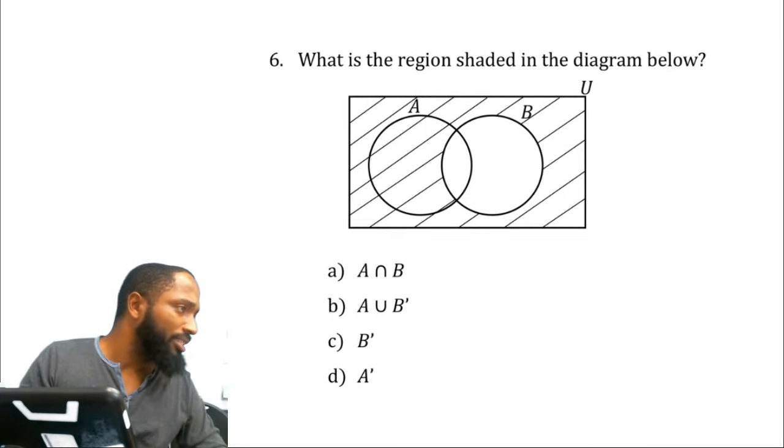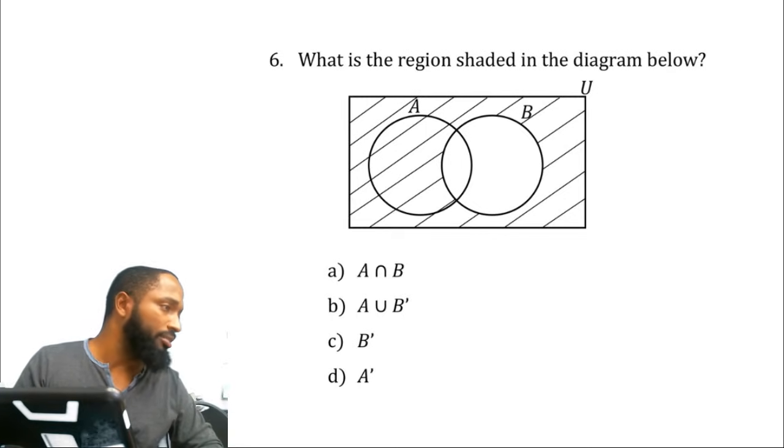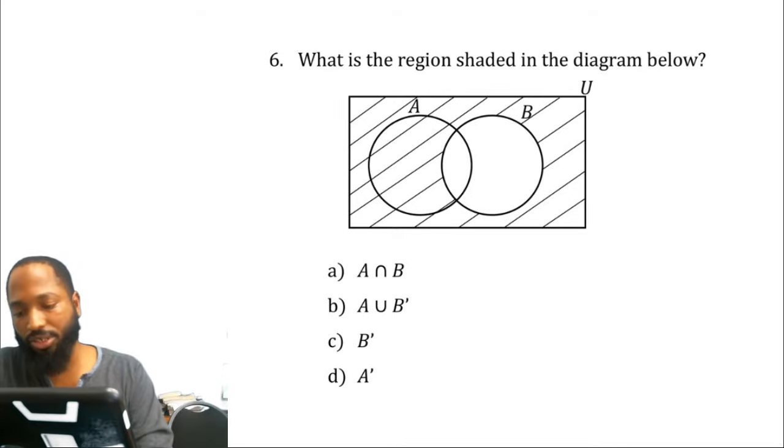So some people are saying B and some people are saying C. We have a big disagreement taking place here. B or C. Let's see which one is correct. What is the region shaded in the diagram below?